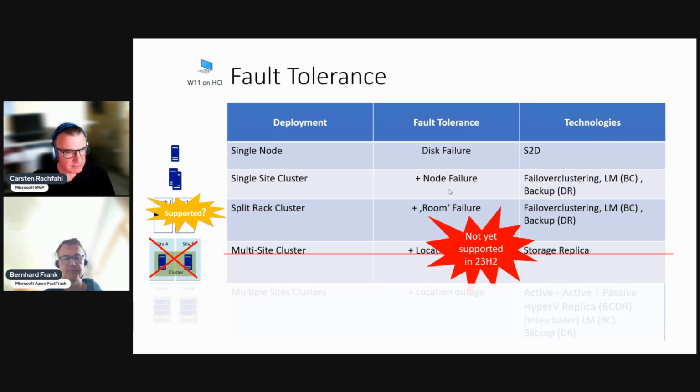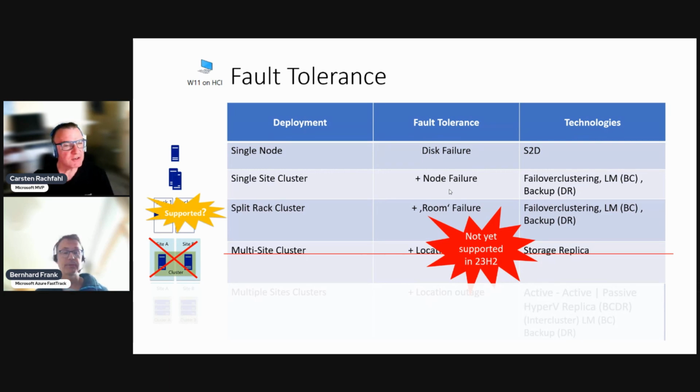It's a lot of networking and routing involved if you really do it like Microsoft wants to do it. It's not the cluster you talked about, the split rack cluster or the campus cluster. That's much easier, but it's not supported.